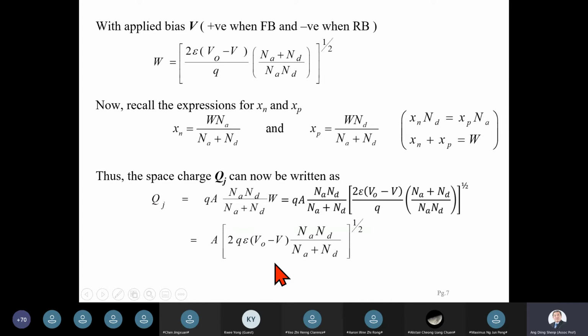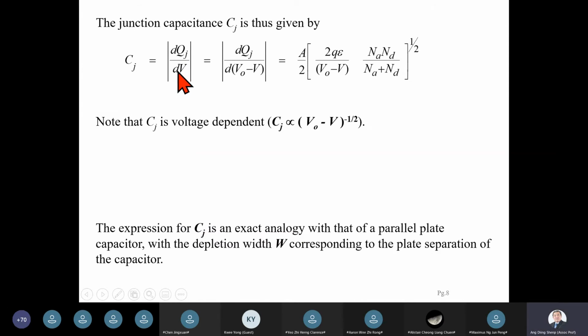Now at this point, just to note, as I mentioned earlier, the space charge stored, Qj, is not directly proportional to V. In fact, it has a square root dependence on V. Because of that, I cannot just define the junction capacitance as Qj over V. That is wrong. In order to obtain the expression for Cj, I need to differentiate Qj with respect to V. That is the formal definition for Cj.